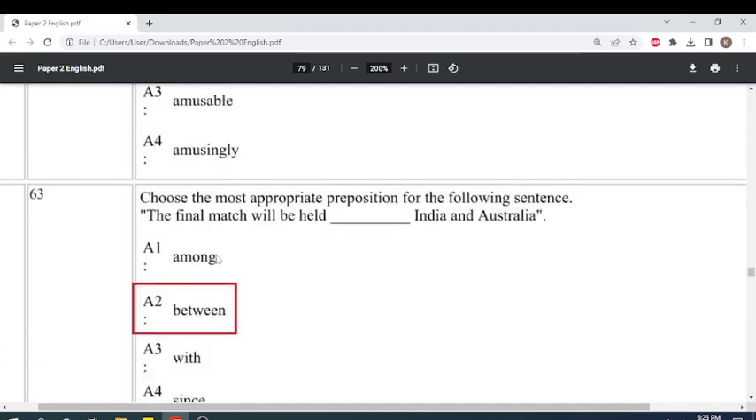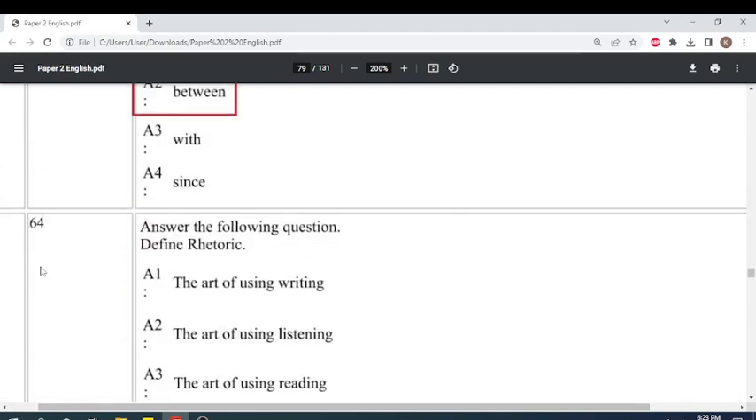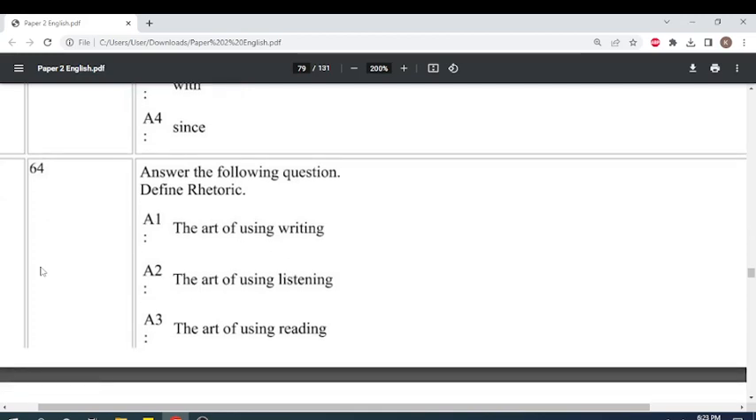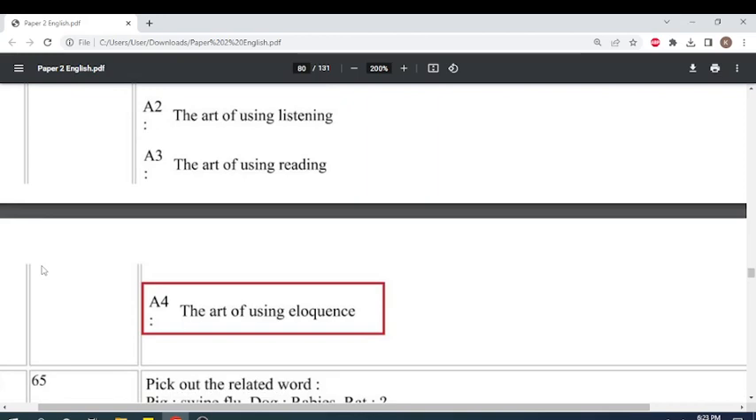Choose the most appropriate preposition for the following sentence. The final match will be held dash India and Australia. Answer A2, between. 64. Answer the following question. Define rhetoric. Answer A4, the art of using eloquence.